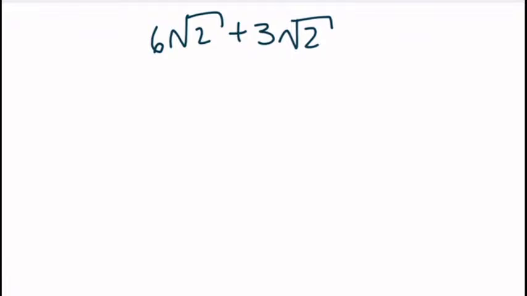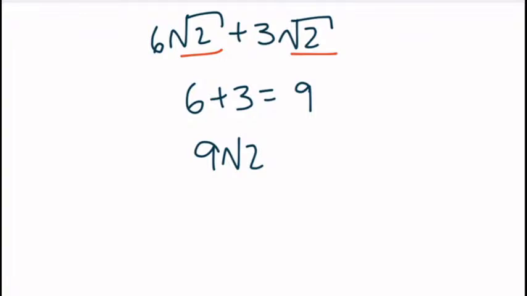So it's going to be 6 radical 2 plus 3 radical 2. And that's our new expression. We just do this like any other problem that we did before. We just ignore the radical because they are consistent, and we just add the coefficients together, which is 6 plus 3 to get 9. And so our final answer is going to be 9 radical 2.